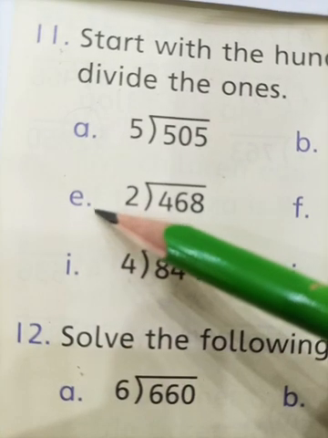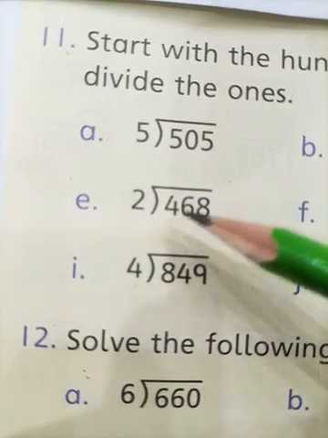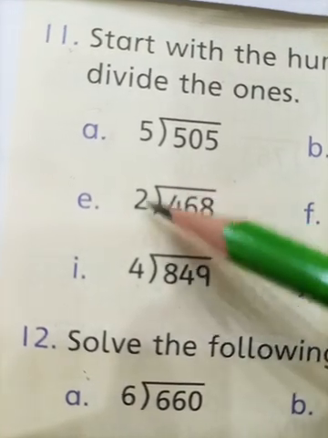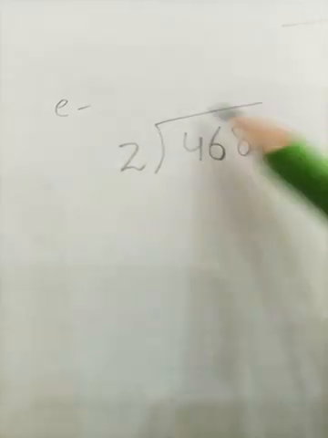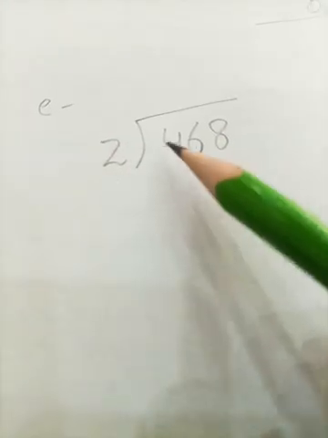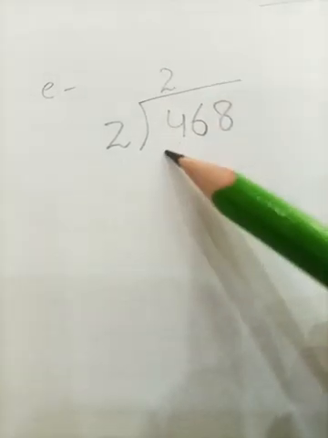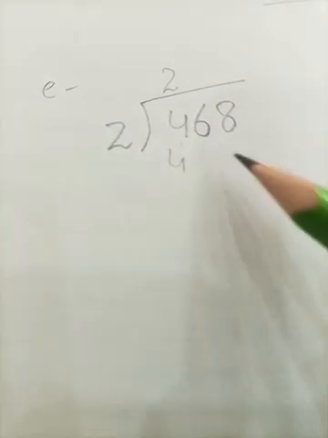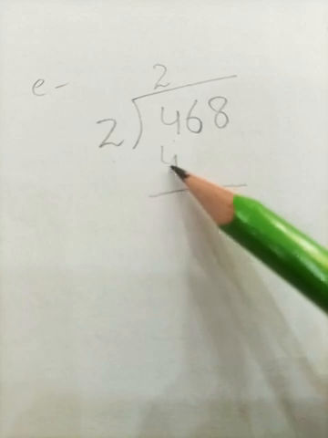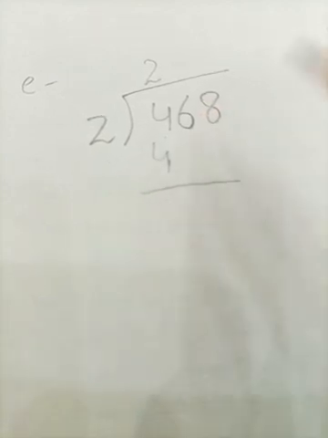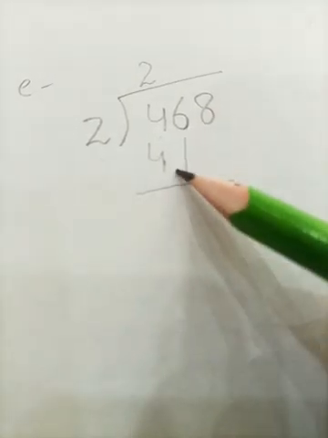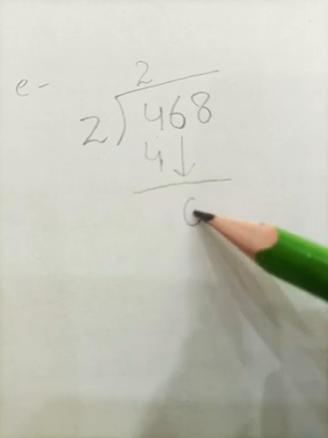Here in part E, we are going to divide 468 by 2. Here I have written my question. So students, firstly we will divide our hundreds. 2 2s are 4. Look, we have divided our 100. Next step is subtraction. 4 minus 4 is 0. So we are going to take our 6 down here.